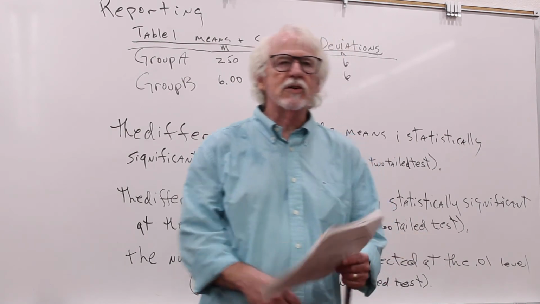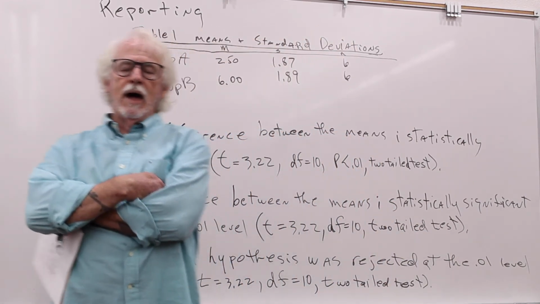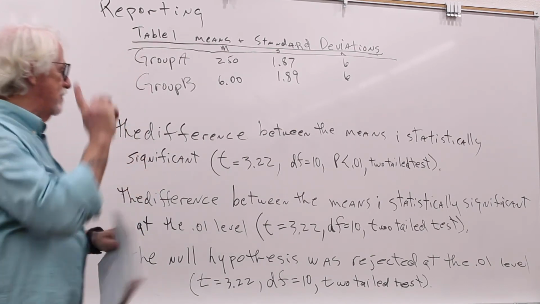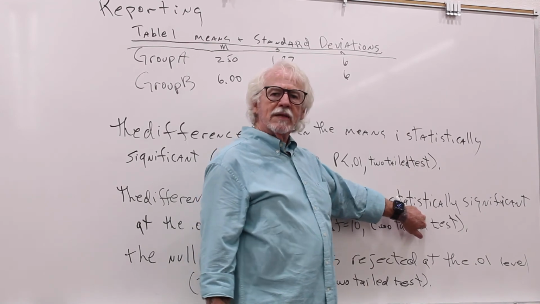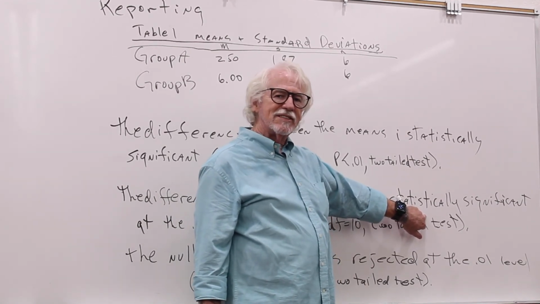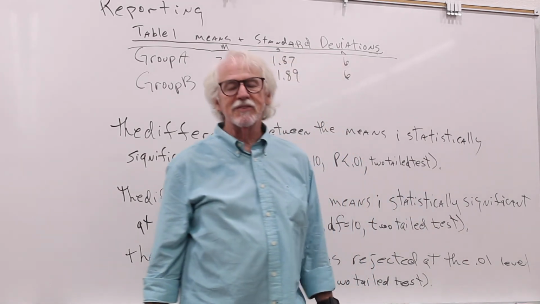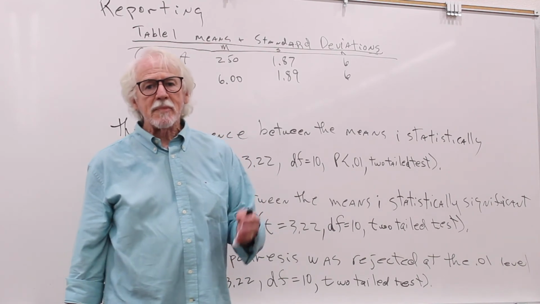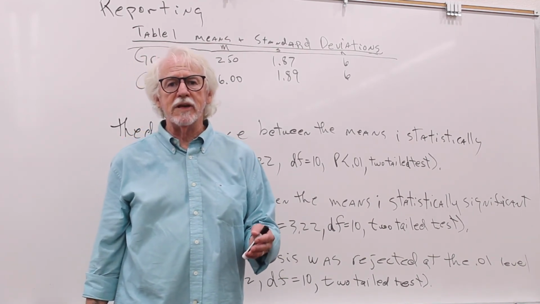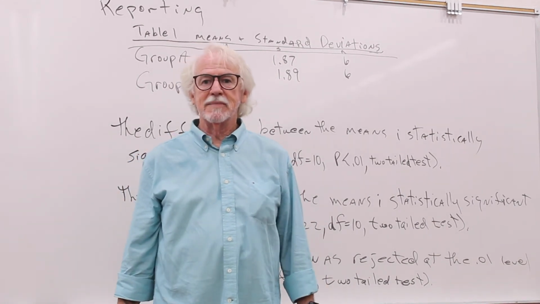But let's talk for a second about something. This shows statistical significance. I want to point out, in your book, if you're following along, the second sentence does not state statistically significant. It just says the mean is significant. The difference between the means is significant. My recommendation, you always use the adjective statistically in front of significance.